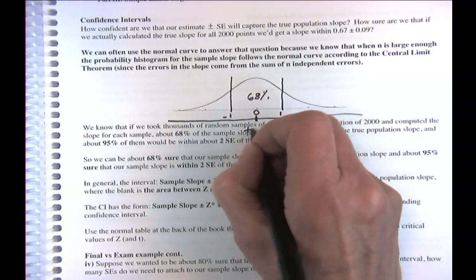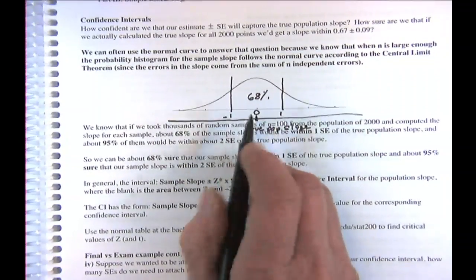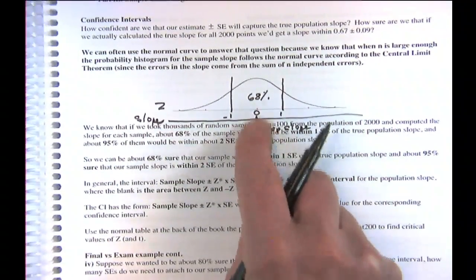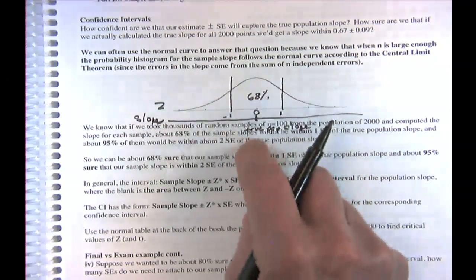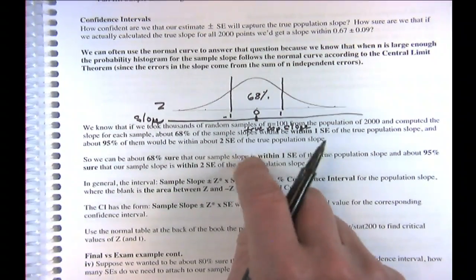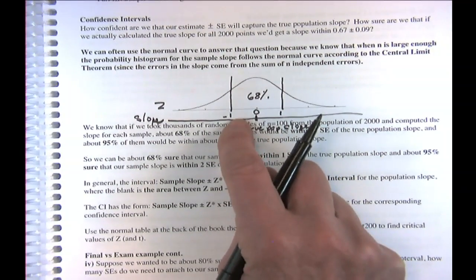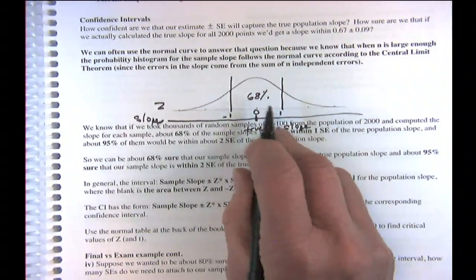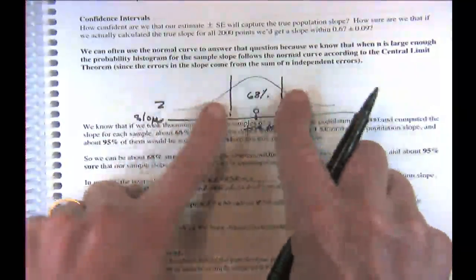That's your true population slope, beta 1, right here in the middle. This is a z-score, this is your slopes. But you're not all going to get the same one; it's going to vary. Well, 68% of this class, if we all did it, would be within 1 standard error of the true population slope. So you're going to say you're 68% sure that you're in that 68%.